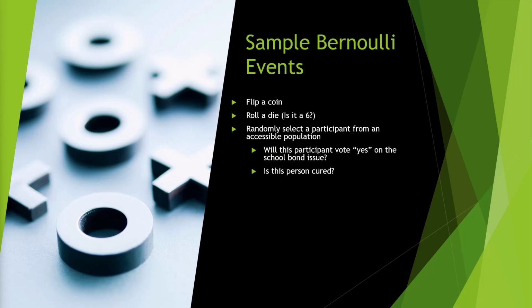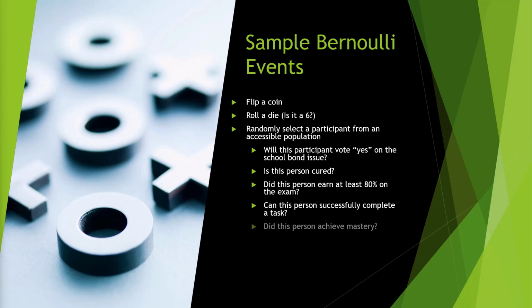What about someone who was given a treatment? They're cured or they're not cured. Again, if we've randomly selected a participant and then observed whether or not they're cured, it's a Bernoulli event. Did this person earn at least 80% on the exam? Randomly select and look to see if they earned at least 80%. Randomly select and see if the person can successfully complete a task, yes or no. Randomly select and see if this person achieved mastery, yes or no.